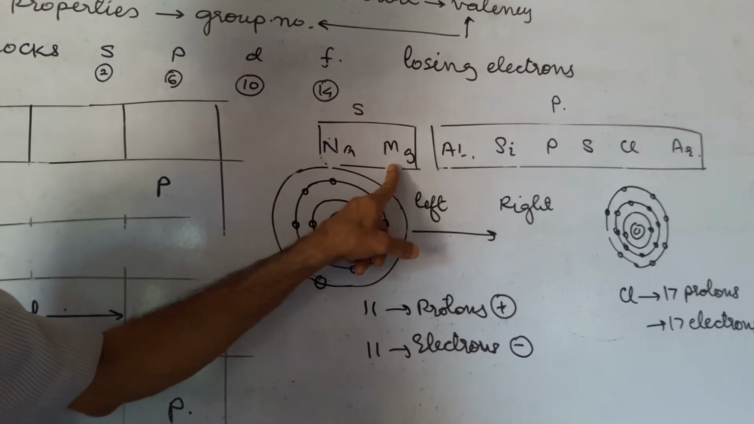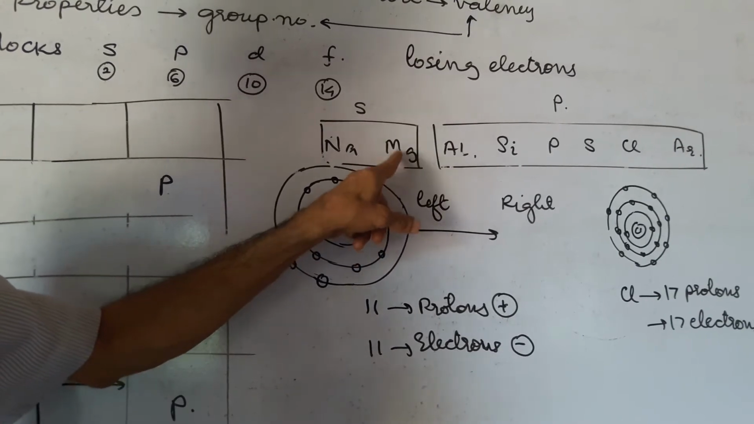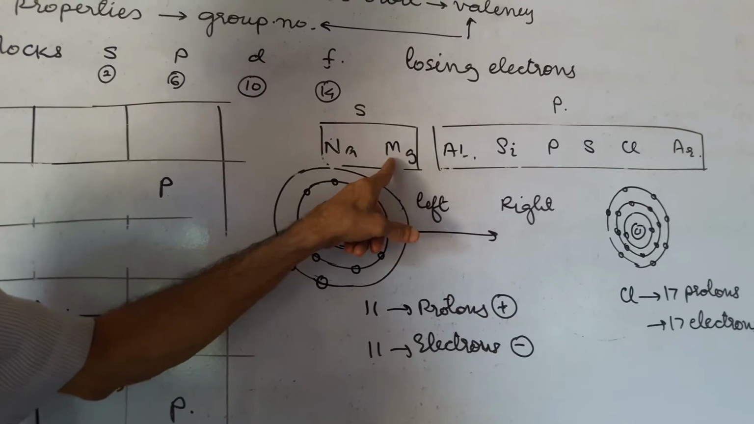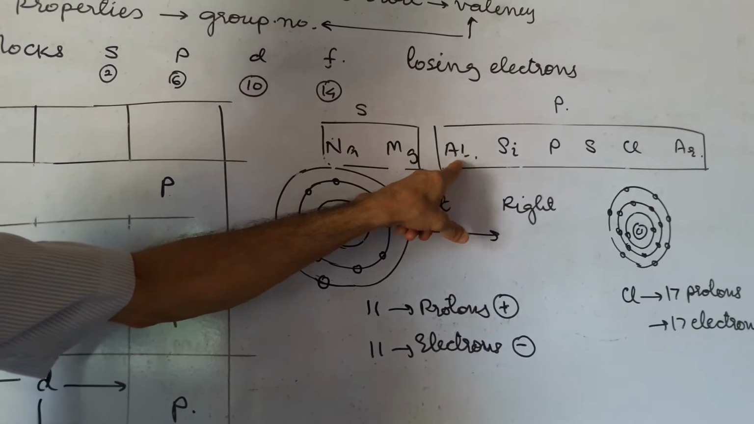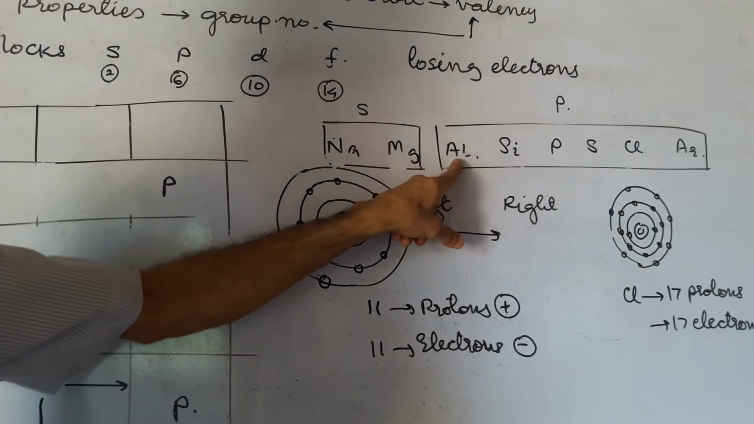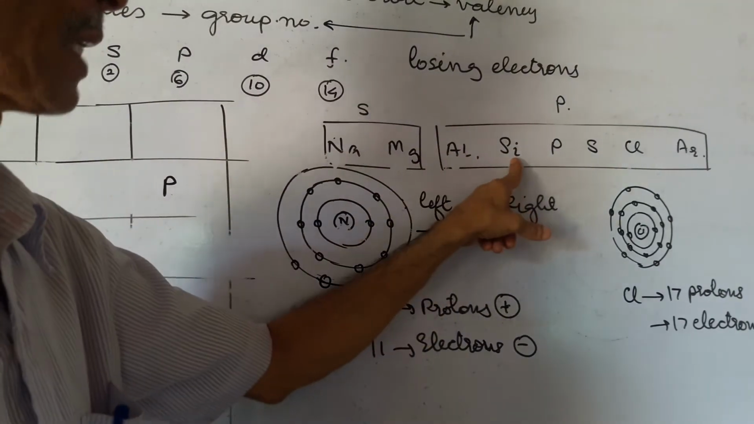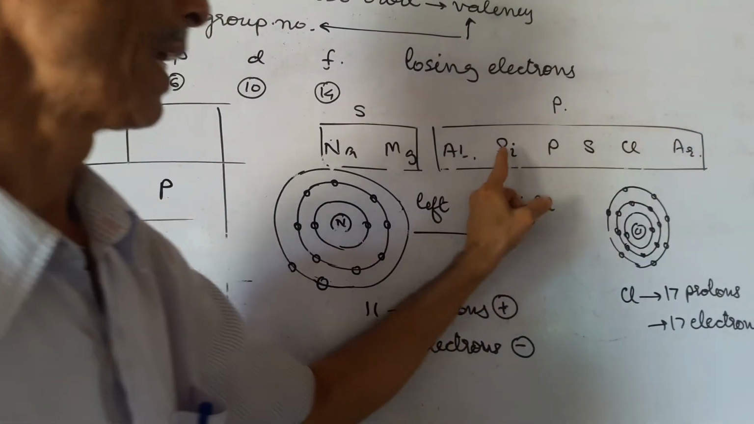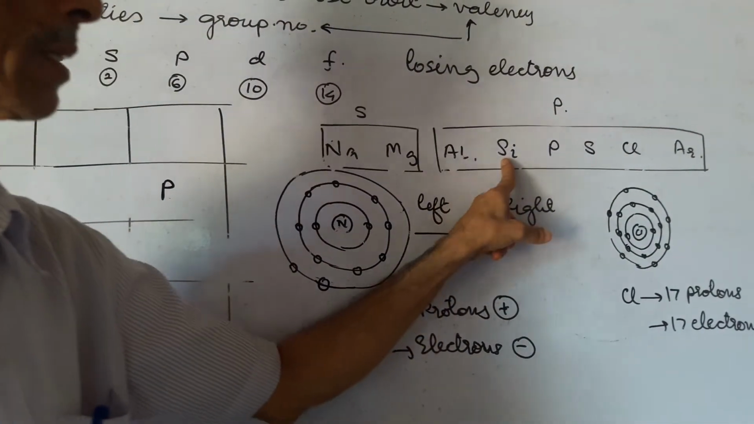Whereas magnesium is also found in compound state, but we can separate magnesium, and magnesium can remain in the atmosphere. Then aluminium. Aluminium shows both the properties, and that's why it is called amphoteric. Then silicon. Silicon is neither metal nor non-metal, because it is on the border of metals and non-metals, and that's why silicon is called a metalloid.